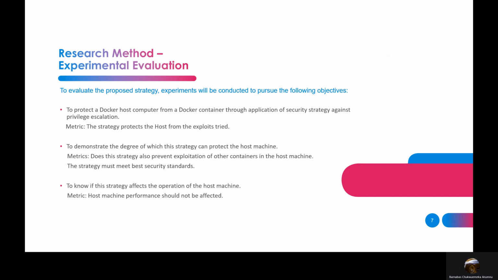Experimental evaluation. 1, to protect a Docker host computer from a Docker container through application of security strategies against privilege escalation. A metric that we will use here is to make sure that the strategy protects the host from the exploits that will be tried. 2, demonstrate the degree to which this strategy can protect the host machine. The metric we will use to measure this is that the strategy will also prevent exploitation of the other containers that are hosted on the same computer.